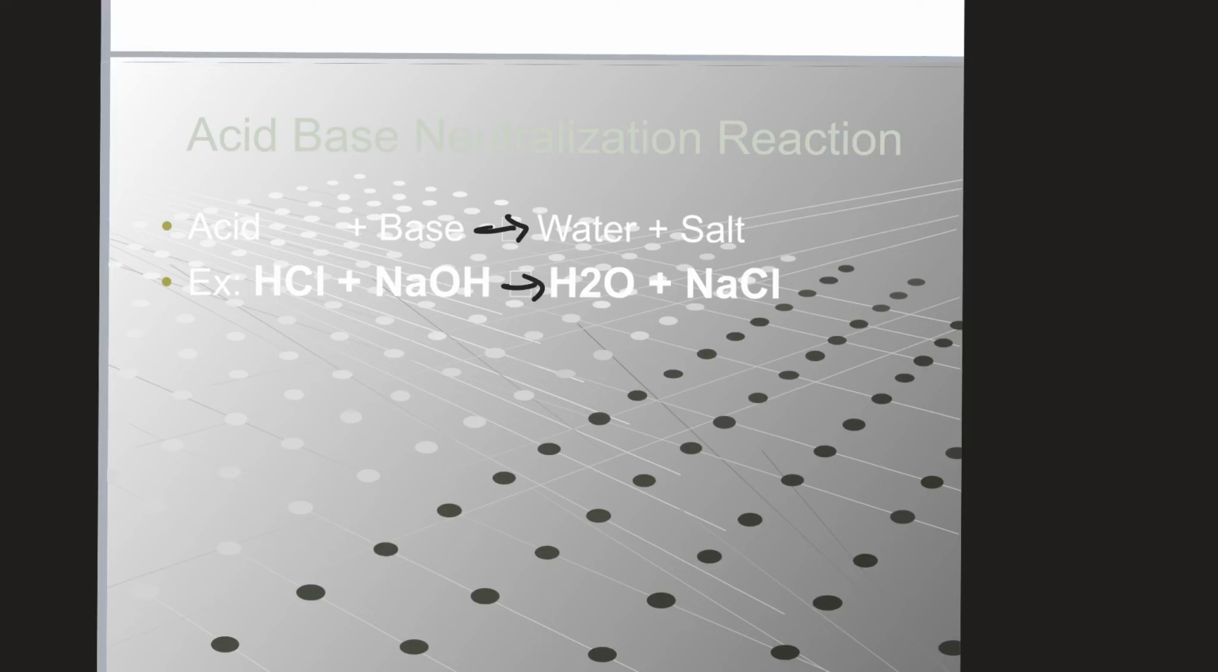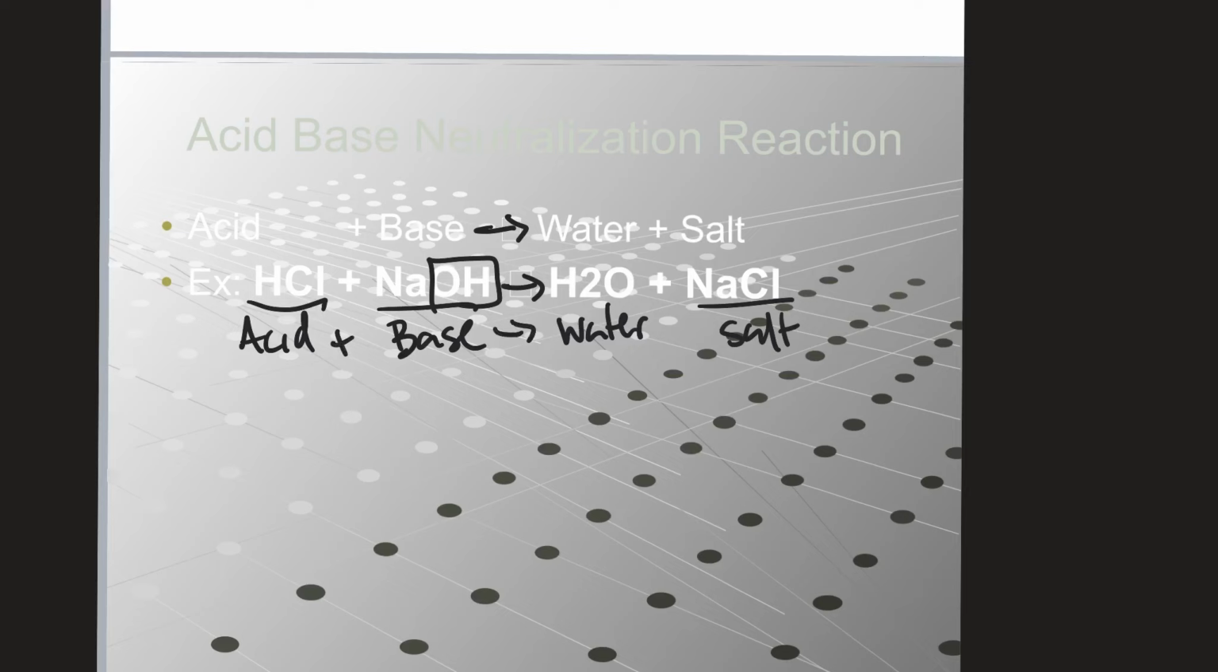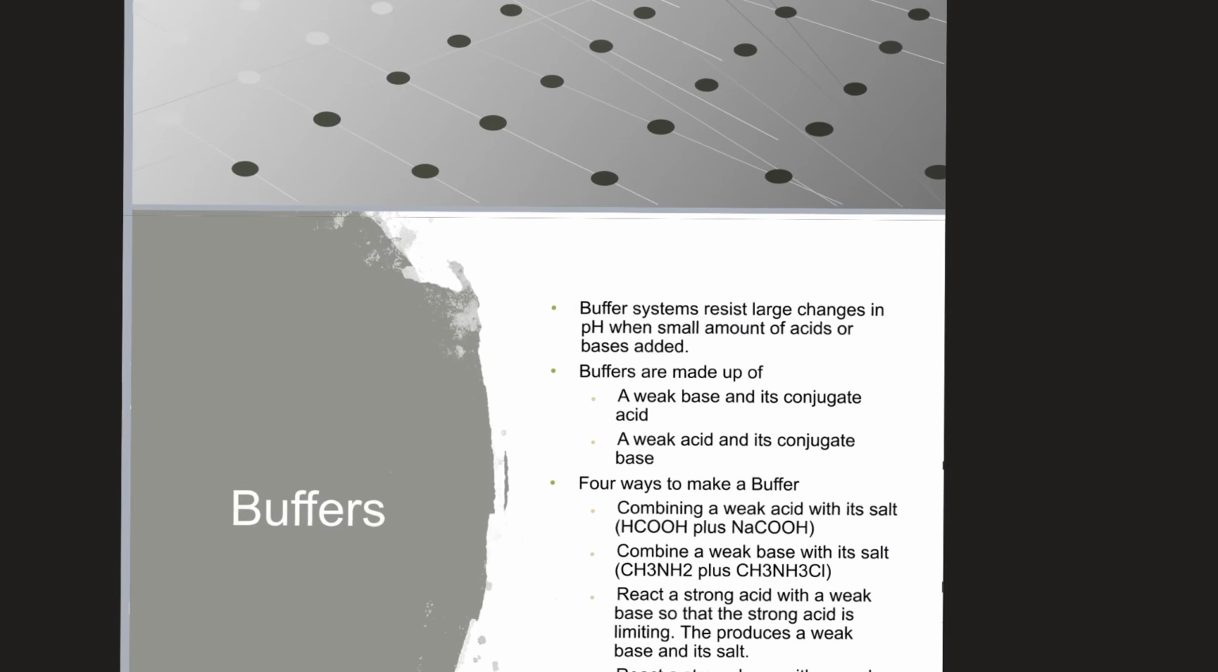Anytime you mix an acid and base, you make salt and water. Bottom line. Here's an example: hydrochloric acid with sodium hydroxide. This is a base, since anything with an OH is a telltale sign it's a base. You're going to create water and NaCl, which is a salt. So acid plus a base results in water plus some salt. That's the bottom line.